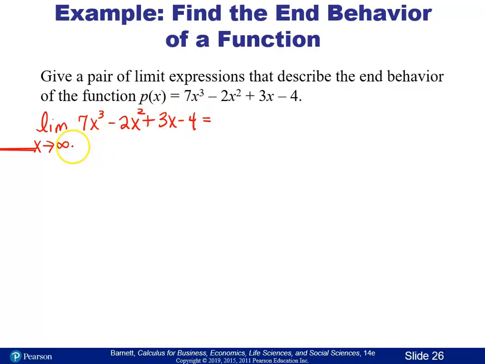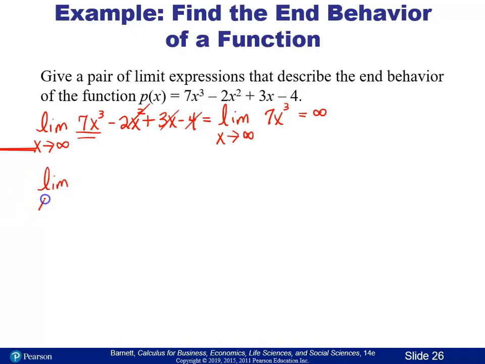Okay, so as x goes to positive infinity, again, these terms are insignificant. We're really just focused on this one. So it'll be equal to the limit as x goes to infinity of 7x to the third. If I'm plugging a really large number in, cubing it and multiplying it by 7, then that means it's going to go to infinity.